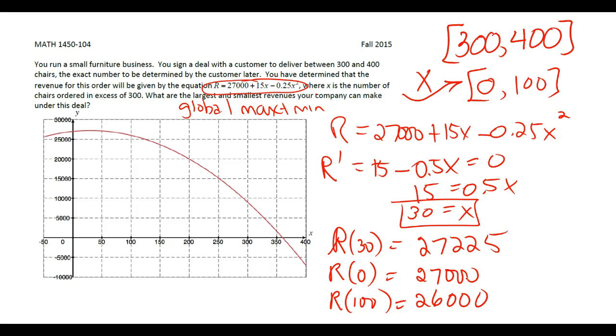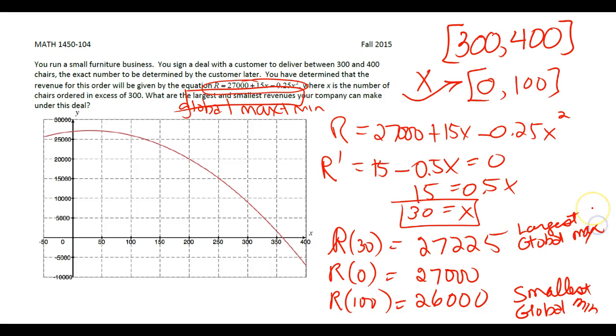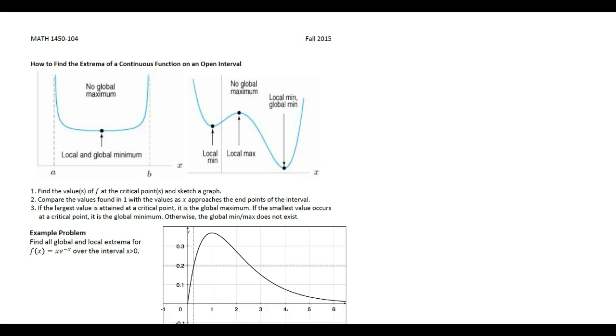So now we determine our global max and min, right? Because they want to know the largest and the smallest revenues so they can plan. So here's the smallest possible revenue, so that's our global min. Here's the largest possible revenue, so it's our global max. Now, we just found the global max and min on a closed interval, so we had actual edges or ends of the interval to test. Now we're going to talk about finding it on an open interval.